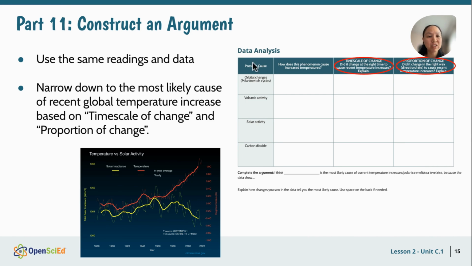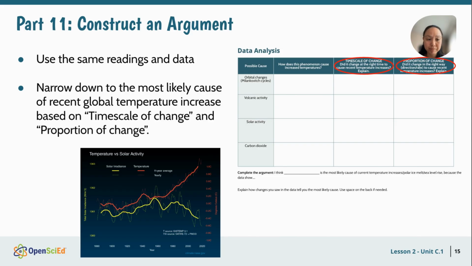These natural factors have been used as common objections to the scientific consensus of climate change caused by carbon dioxide emissions from human activity, such as burning fossil fuels. So it is important that we consider whether these natural causes are changing at the right time, the time scale of change, and in the right direction and rate, the proportion of change, to explain the recent rapid increase in global temperatures.